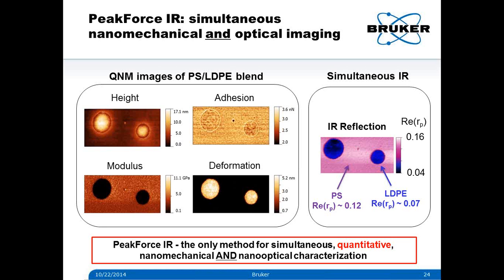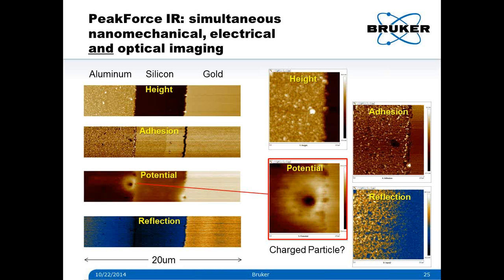And in this case, simultaneous infrared mapping would be very good, and Inspire gives you this technique. So we can combine Inspire with these techniques, but it's also quantitative what you get out of that. You can get the quantitative values in gigapascal for the modulus, or in nanometers for the deformation, and also for the infrared reflection, you get the same quantitative values.